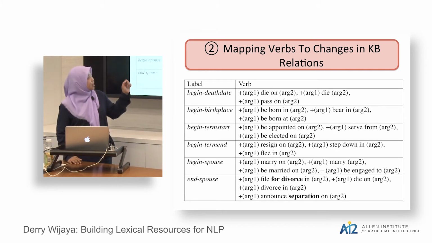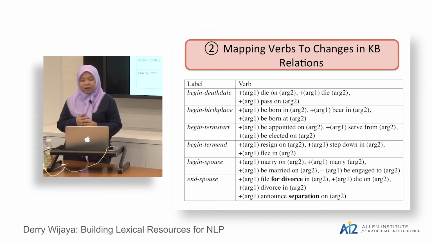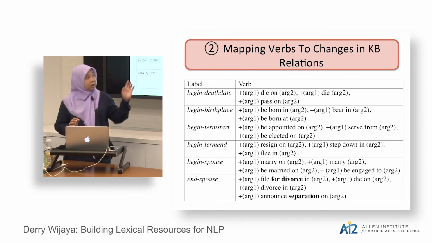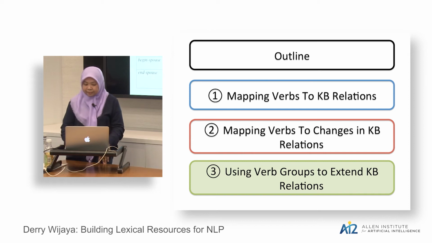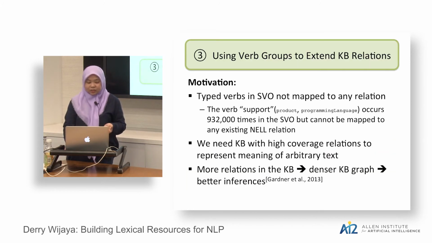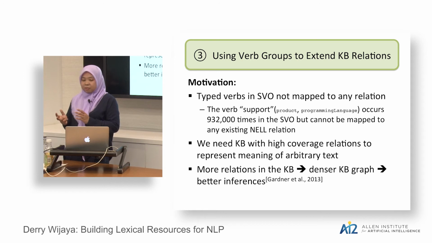And these are some examples that I've shown before in the VerbKB about the verbs to the relation changes mapping, the initiation or beginning, and the termination or end of the relation. And the last one on VerbKB, I will talk about the third part, which is to use verbs to extend the ontology of relations in the knowledge base. Since NELL relations are manually created and curated, it has only a couple of hundreds of relations.